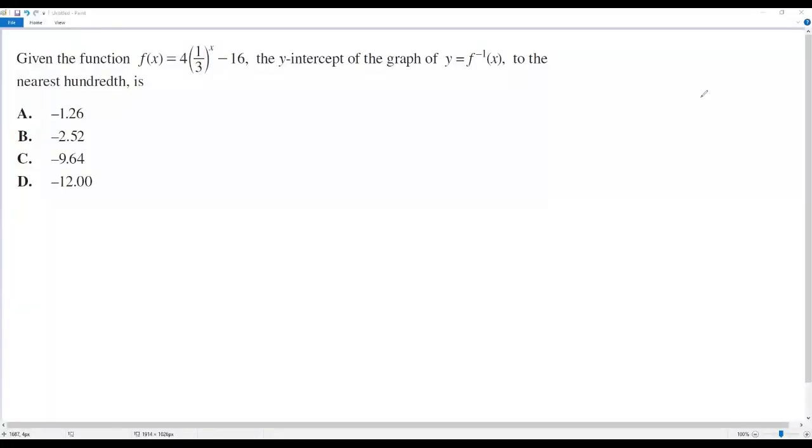Here we have a pre-calculus problem on the board. Okay, let's go over the question. Given the function f of x equals 4 times (1/3) to the x power minus 16, find the y-intercept of the graph of y equals f inverse of x, to the nearest hundredth.